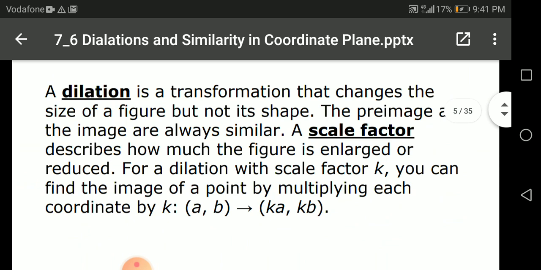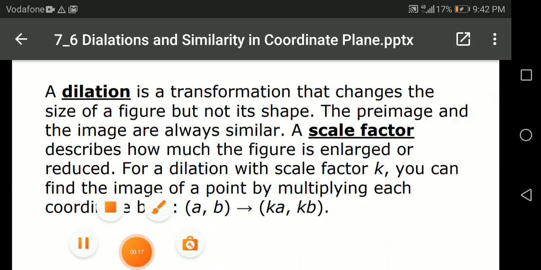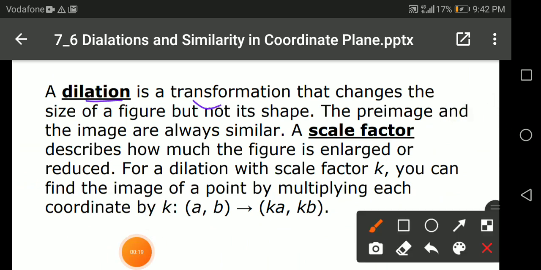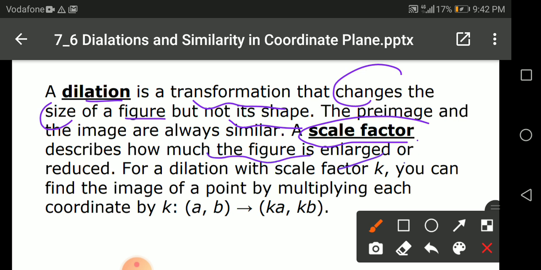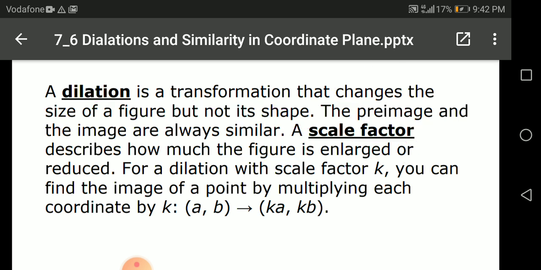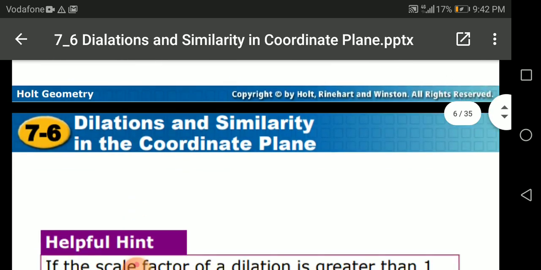We have here the dilation. Please remember that the dilation is a transformation that changes the size of the figure, but not its shape. And we're going to have a scale factor. The scale factor describes how much the figure is enlarged or reduced. Let's start and see what we are talking about.